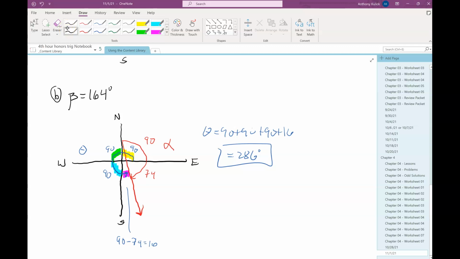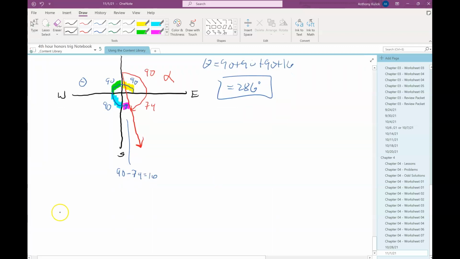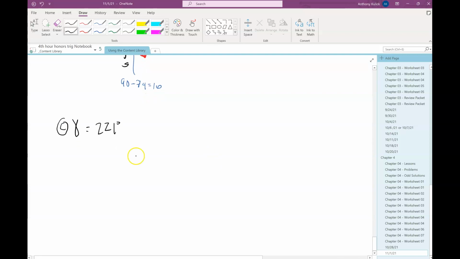Okay, let's do another. So this one will say gamma is the name of our bearing, and it's 221 degrees. Do you guys like all these Greek letters you're getting? Ooh. Chemistry.